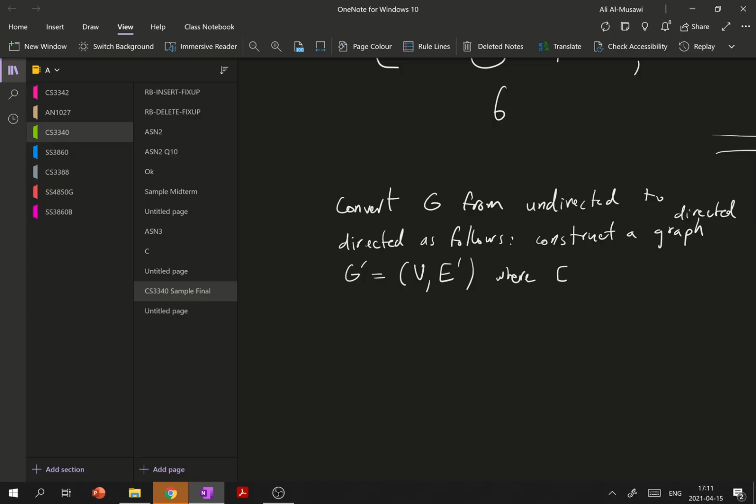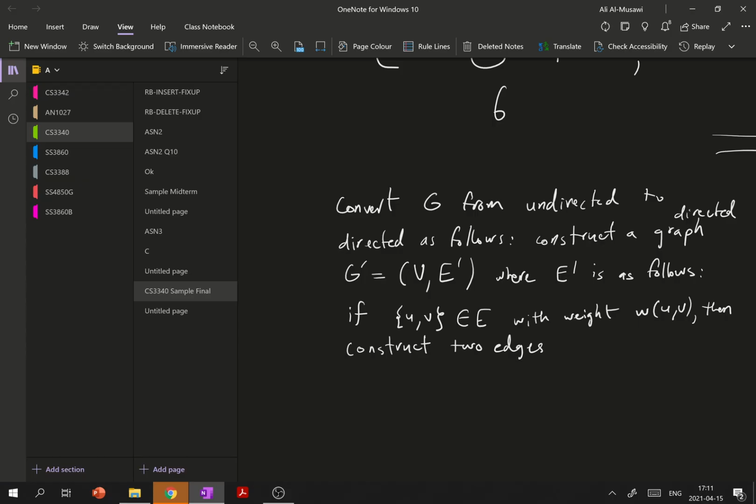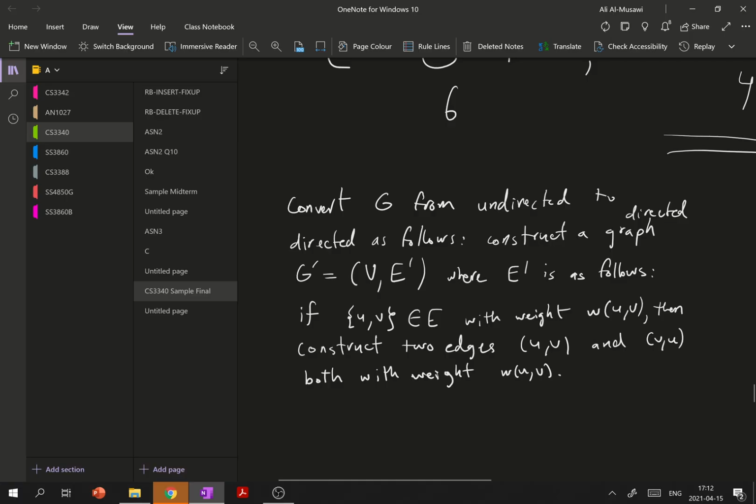where E' is as follows. If (u, v) is in E with weight w(u, v), then construct two edges, (u, v) and (v, u), both with weight w(u, v). This is how we construct the graph G'.